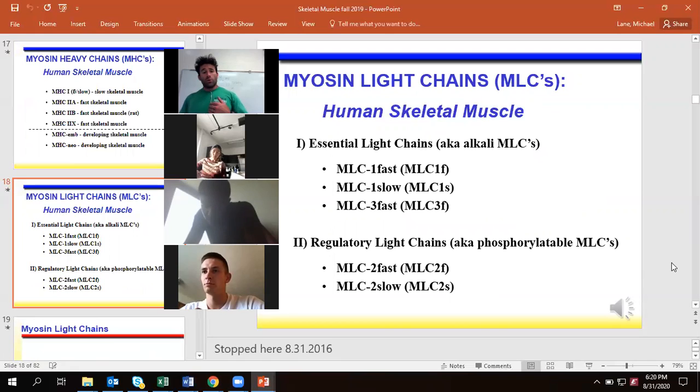Now, when it comes to our light chains, on the essential side, we have 2 fast isoforms and 1 slow. And for the regulatory chains, we're going to have the fast and the slow. Now remember, the regulatory, that's going to be important with the ATP hydrolysis. And then obviously with our essential, that's where we're going to be interfacing.